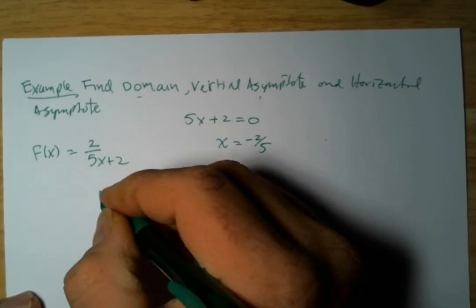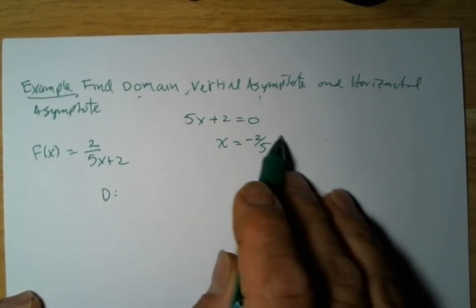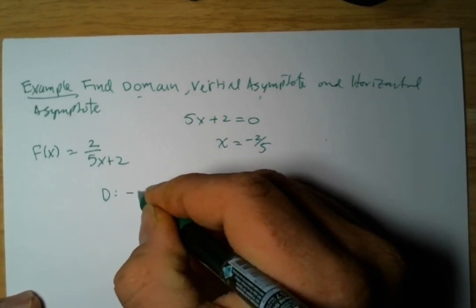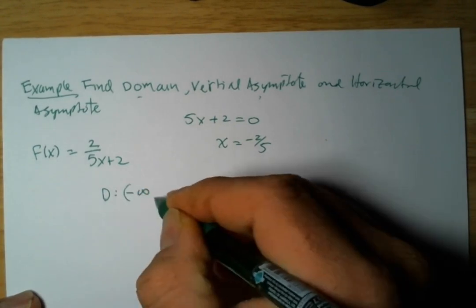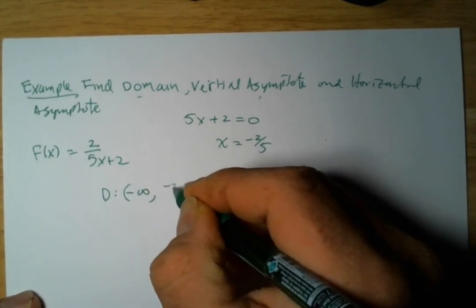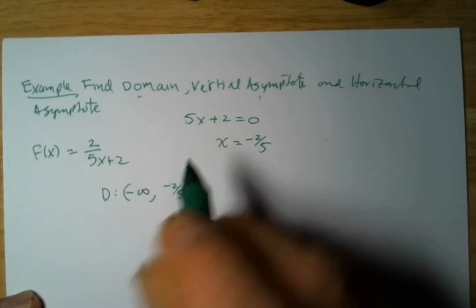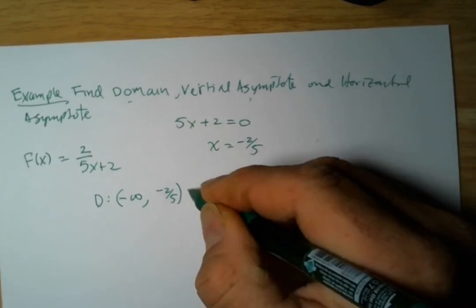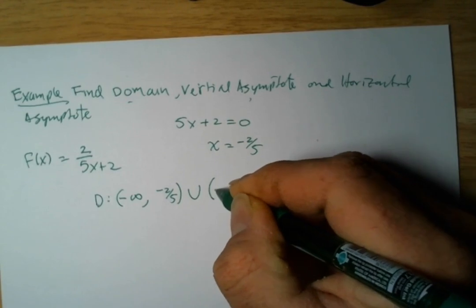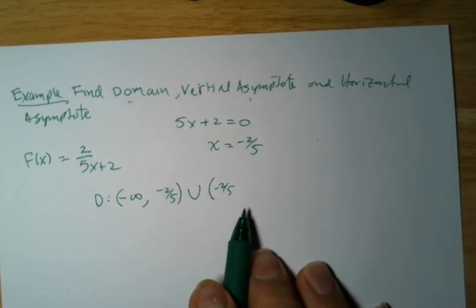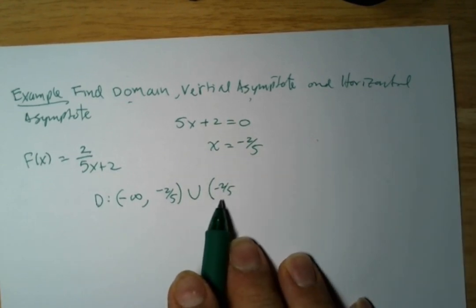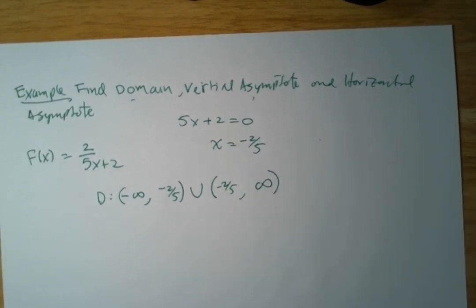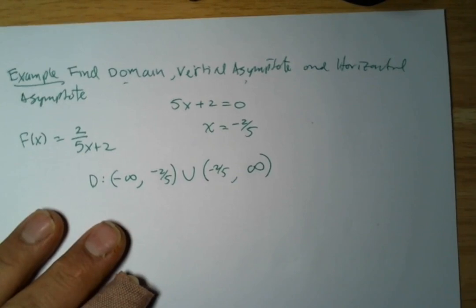So the domain is going to be all real numbers except this number. Using interval notation, that's equivalent to writing negative infinity up to negative 2/5, but not including negative 2/5. I want to exclude that from my domain. Then I'll write a union symbol, and it'll be approaching negative 2/5, but not inclusive of negative 2/5, and then going off to infinity. That would be my domain.